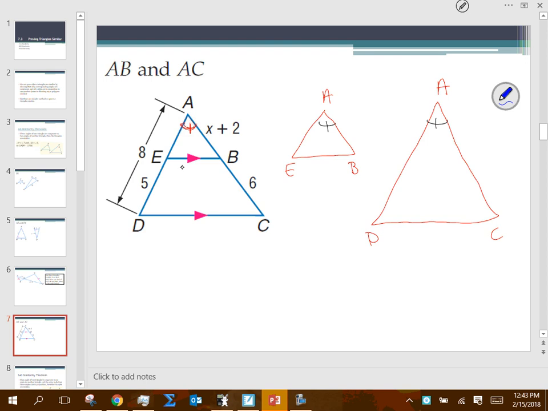Parallel. So what kind of angle is that angle there compared to that angle there? Based off of how we define them, what would that word be? They're corresponding. So that angle is congruent to that angle.